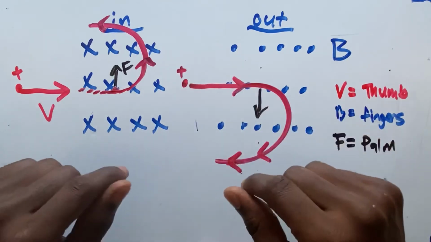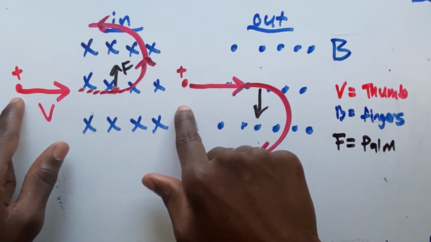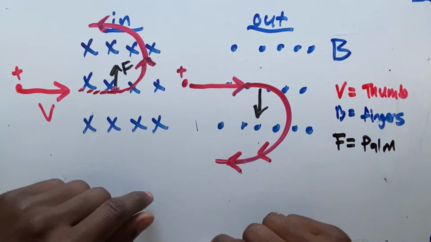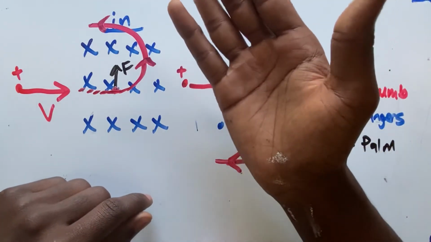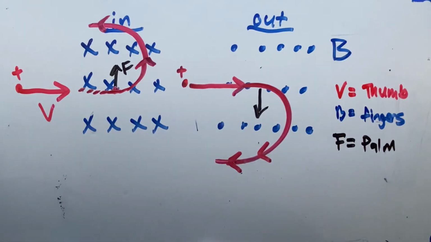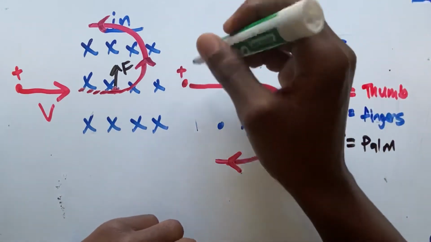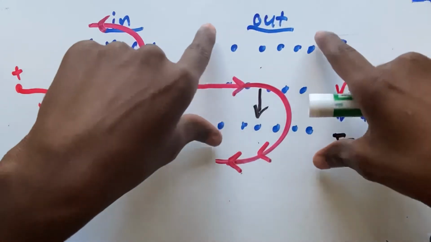Now, this is always true for a positive charge, but for a negative charge, the right-hand rule is always flipped the opposite way. So I'm going to use green here for a negative charge. Let's do it for this magnetic field coming out.